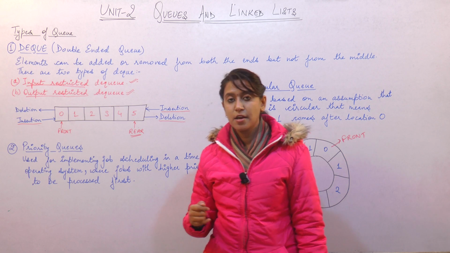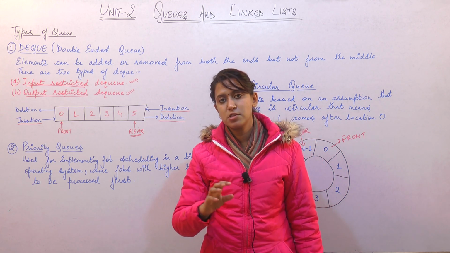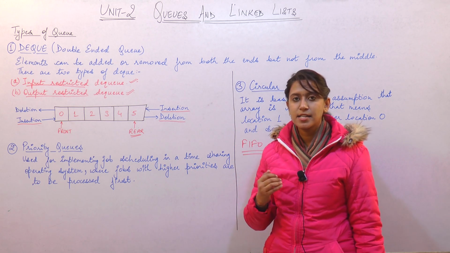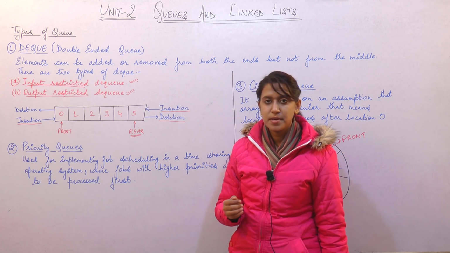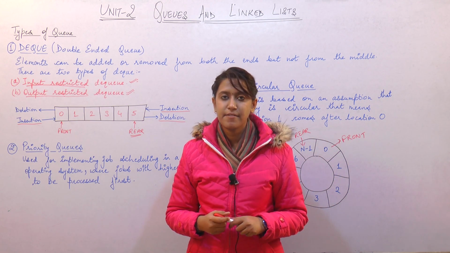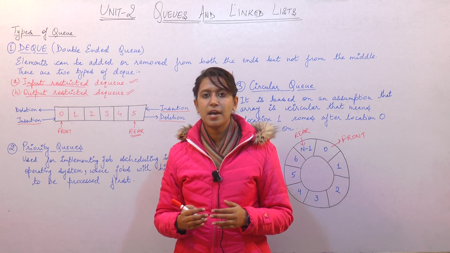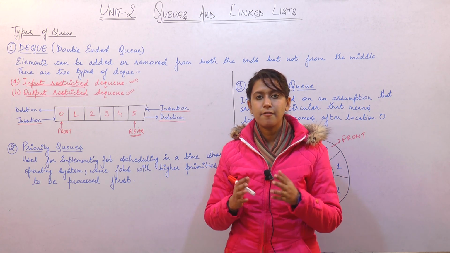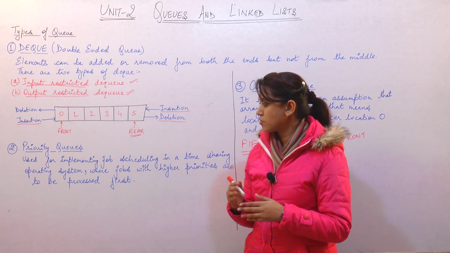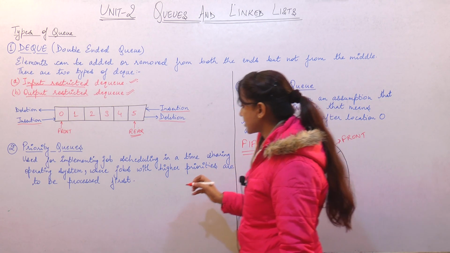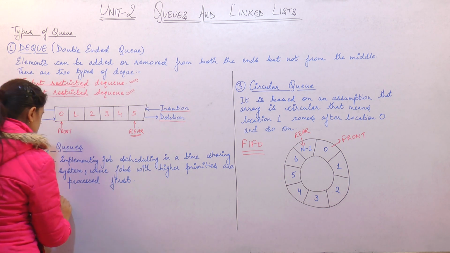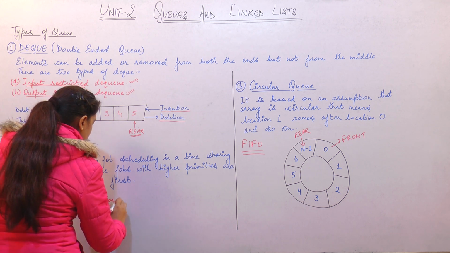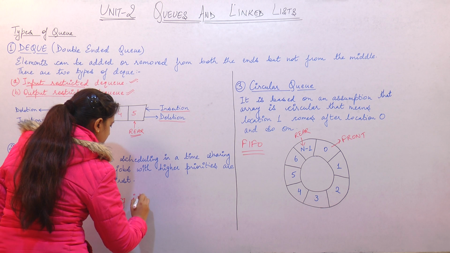Now the question comes, what if two jobs are present and both the jobs have the same priority? Then which job will be processed first? The answer is that whenever we have two jobs with the same priority, the job that came to the queue first will be processed first. So always keep this in mind. Firstly, in priority queues, higher priority jobs will be processed first.